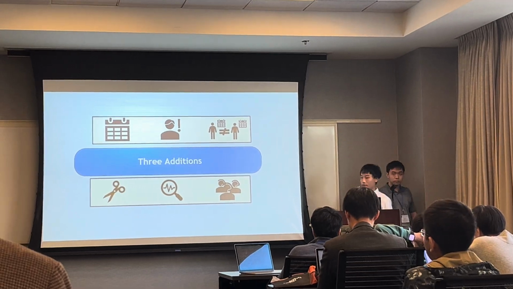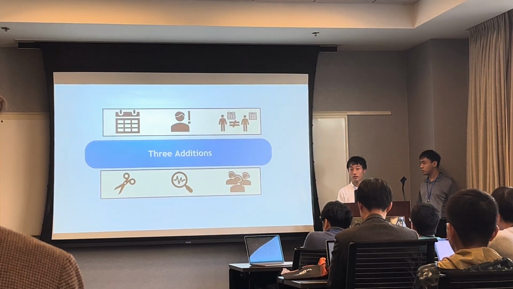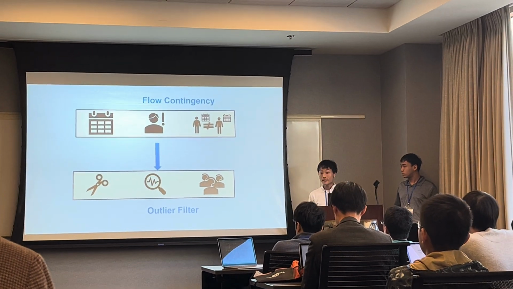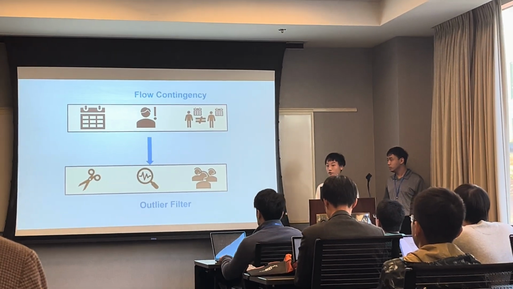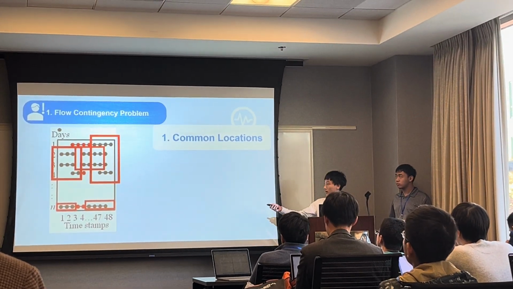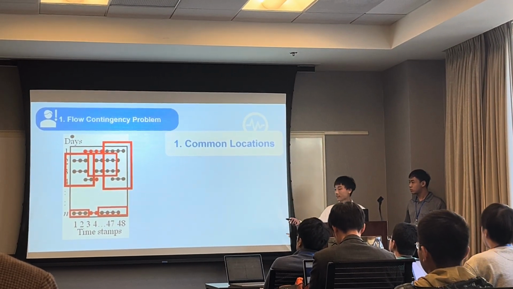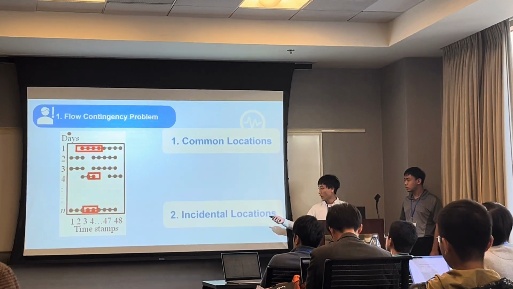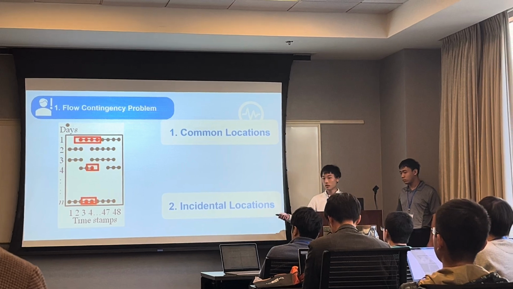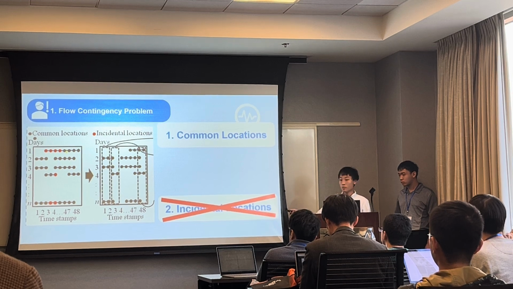Moving on to the three big additions. As I mentioned before, each of the additions is specifically designed to address a data characteristic issue. First, to address the flow contingency problem, we have an array filter. On the left diagram, we have some blue markers, which are the common locations, meaning the user visited these places quite often. And we have some red markers here, which are incidental locations, where the user didn't go quite often. What we did was to simply remove the red markers.